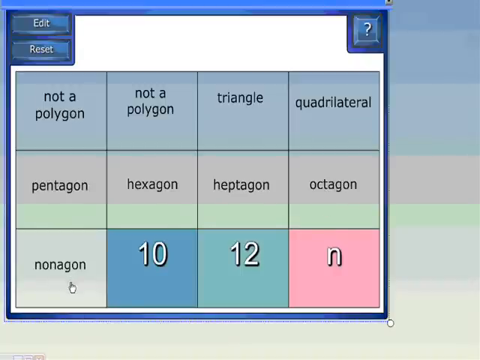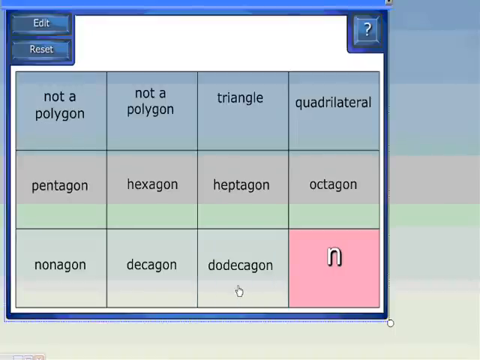9-sided, nonagon. 10-sided, decagon. Poor 11. 11 doesn't really have a name. We skip right over to 12. 12 is dodecagon, and then we already talked about the fact that anything else is just called by its number of sides, so we call those n-gons.